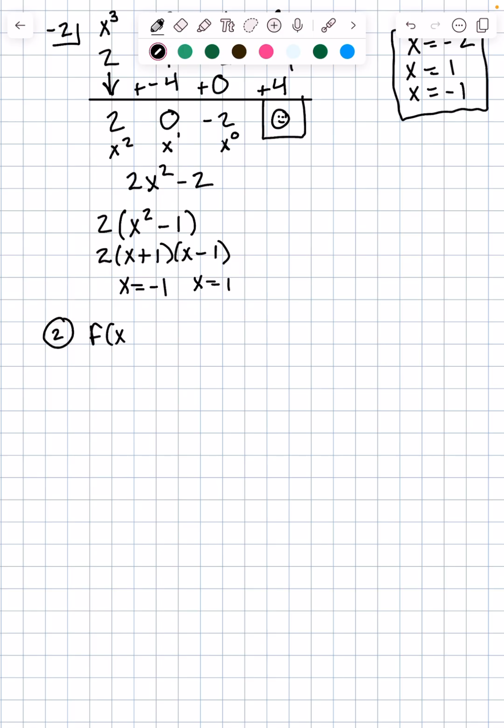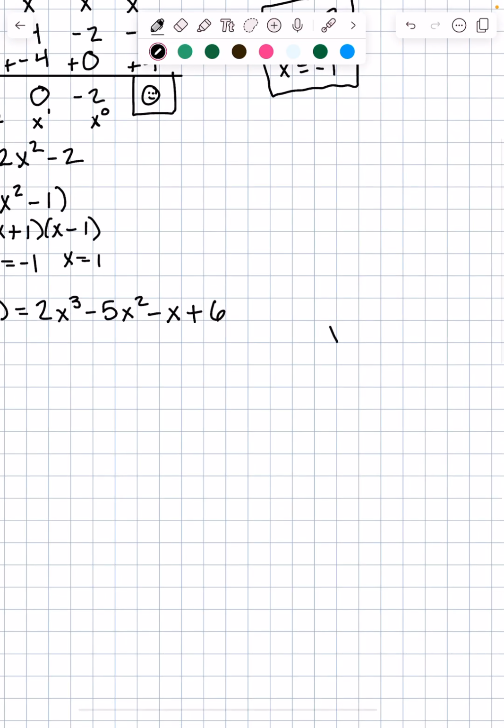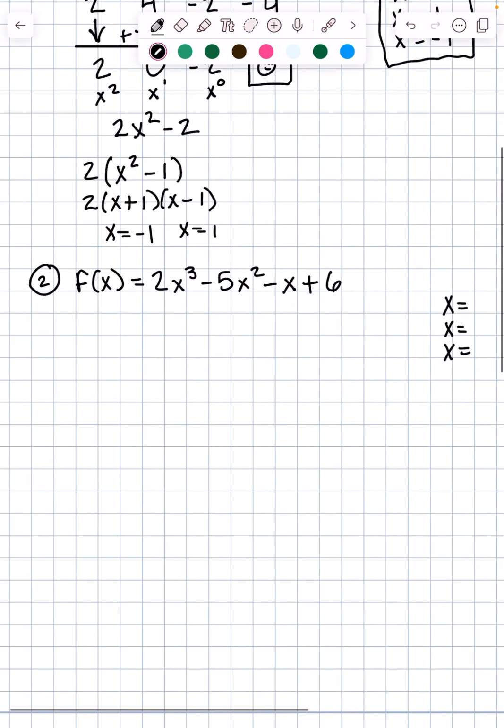Let's do f of x is equal to 2x cubed minus 5x squared minus x plus 6, okay? So this is degree 3, so I know I'm going to get 3 answers for x. Okay. Let's just think about our possible zeros for a second.